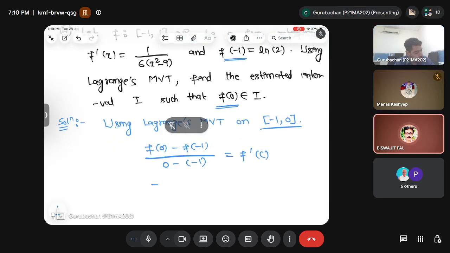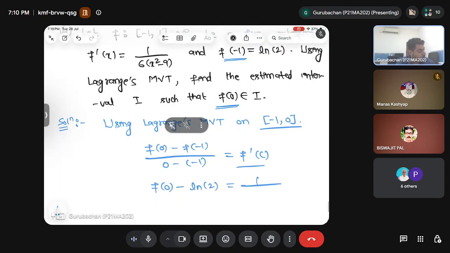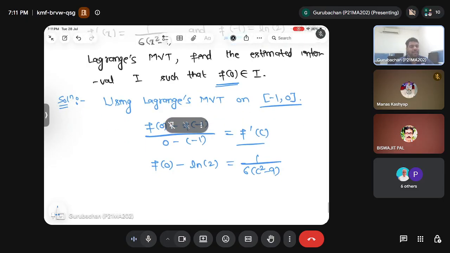Yes. We don't know the value of f of 0, but we know the value of f of -1, that is ln2. And we also know f dash x is 1 by 6x square minus 9. So it will be 1 by 6 c square minus 9. Now it is very easy to check what will be the maximum or minimum value of this function in this interval.